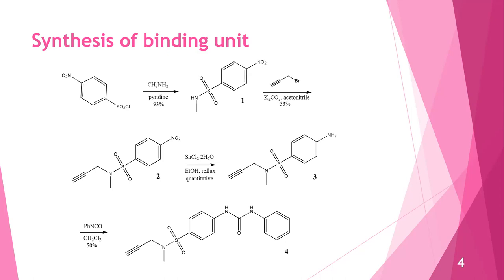Here we started with methylamine, which reacts with the substituted methyl chloride. Then the sulfonamidic hydrogen was substituted by propargyl via alkylation, and in the next step, the nitro group was reduced, and the octane amino derivative reacts in the final step with phenylisocyanate, when the urea binding site is created.